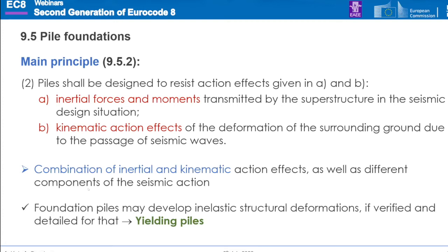Now, one of the important points is that the foundation piles may develop inelastic structural deformations as long as they are verified and detailed for that. And this is what is called the yielding piles in the code.